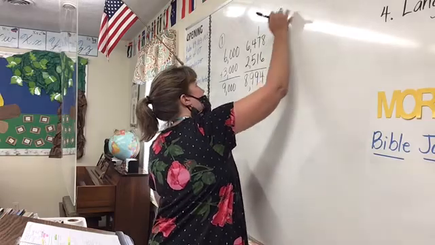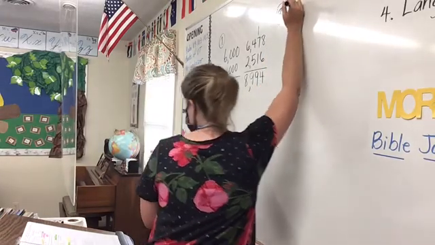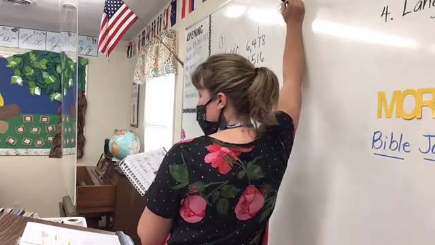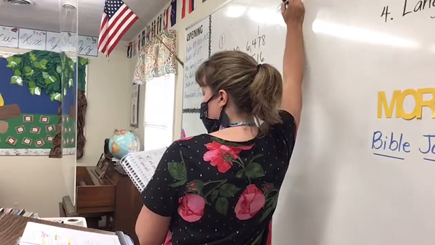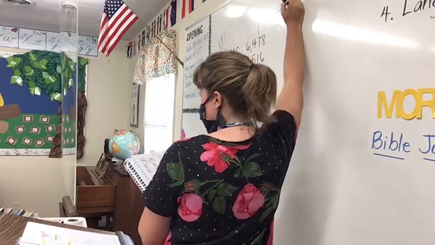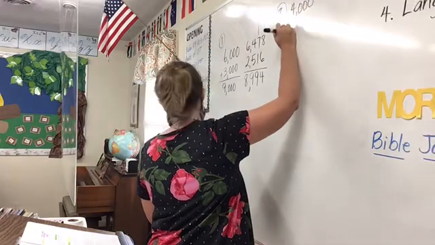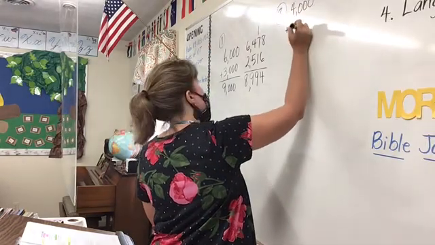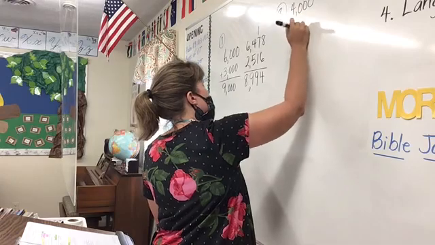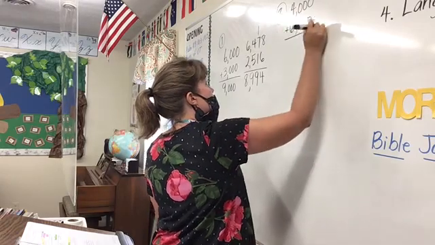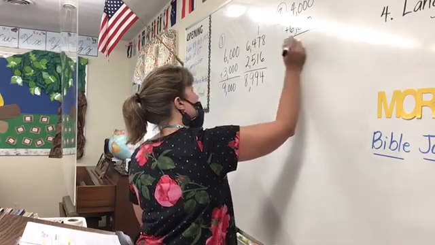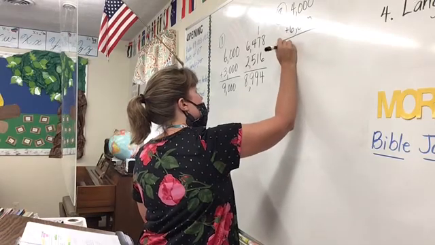Number 8. All right, tell me what we're going to estimate. 3,000 plus 6,000. What's our total? 10,000. Right.